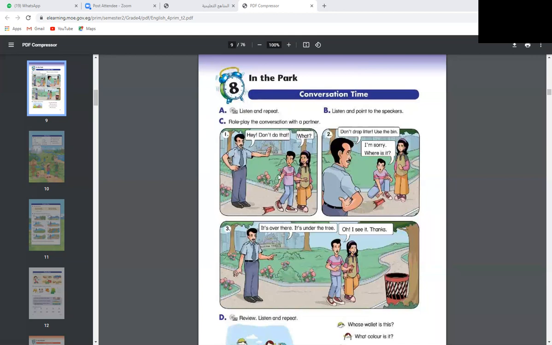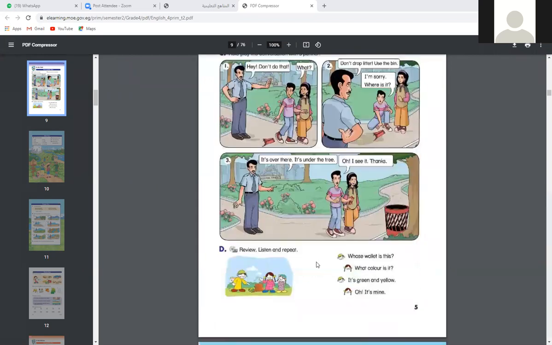So here we have a conversation between a boy and a man, and a boy and a girl. The man is going to put the trash, or the litter, on the ground. The ranger told him that he should use the bin and put the trash in the bin or the recycle bin. So we should put the trash in the recycle bin or in the bin. And here the man points to the recycle bin for the boy in order to put the trash in it. Okay, listen and repeat.